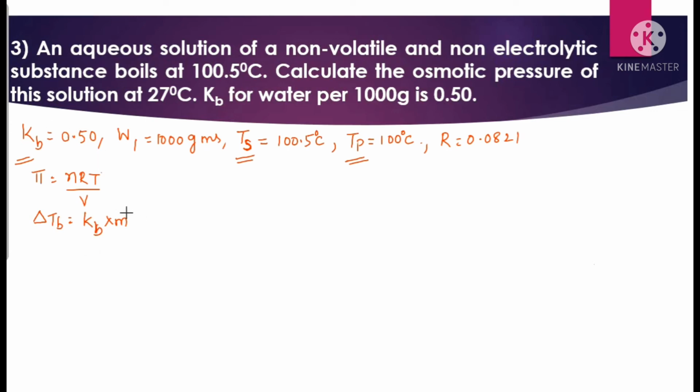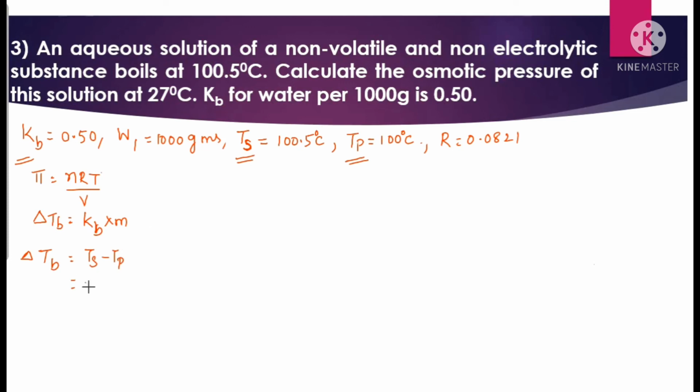But if you are calculating molality, it is possible to find out the number of moles, that is N. So first we should know delta Tb. How to calculate delta Tb? See, the delta Tb is equal to Ts minus Tp. These two values are given already.